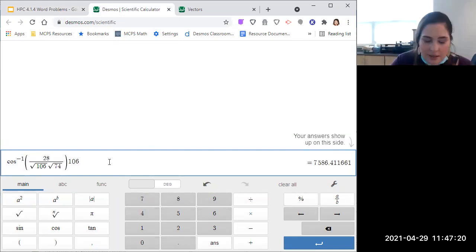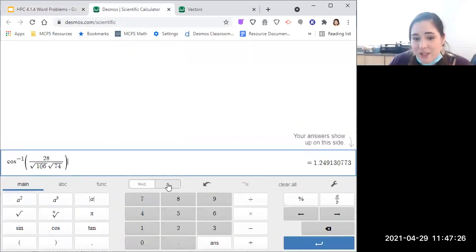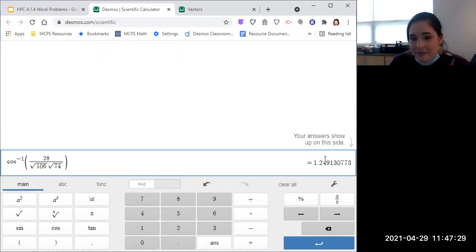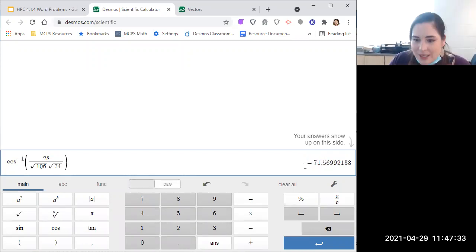74, and then I'll delete this. All right, so there we go. I want to make sure I'm in degree mode because look what happens when I toggle over to radians. It's not right. The angle is not 1.2. It's 71.6 or thereabouts. Okay.